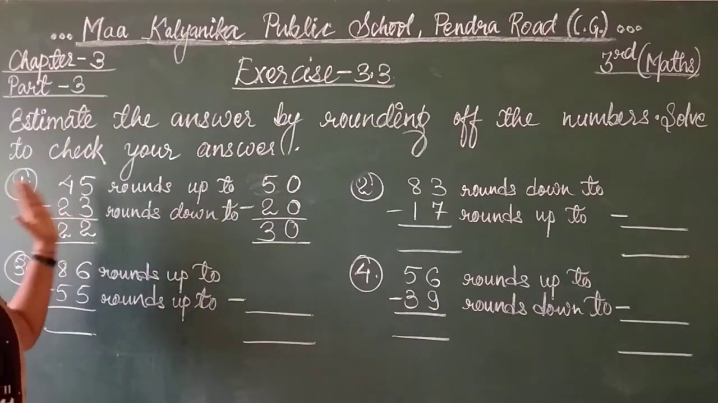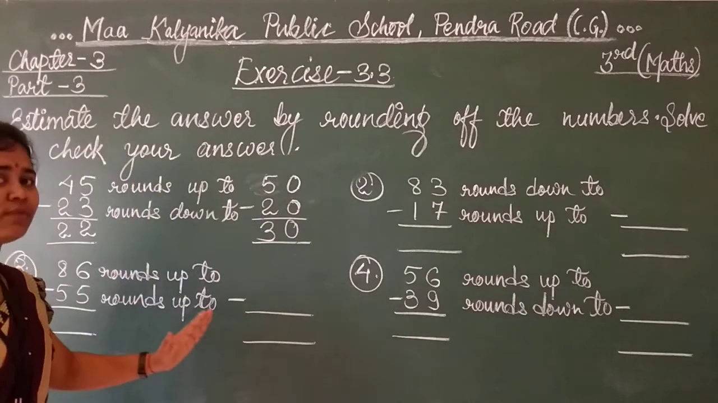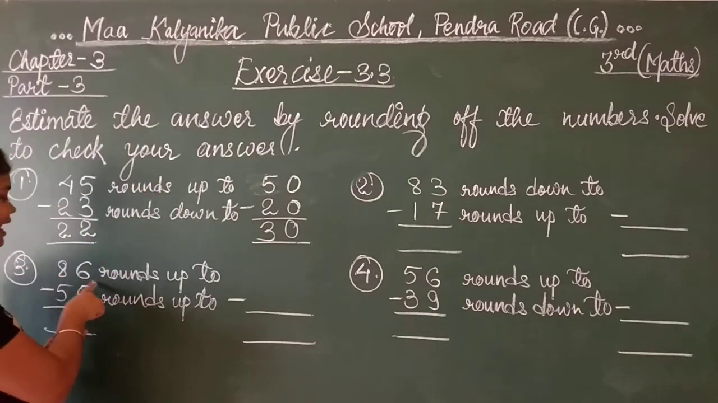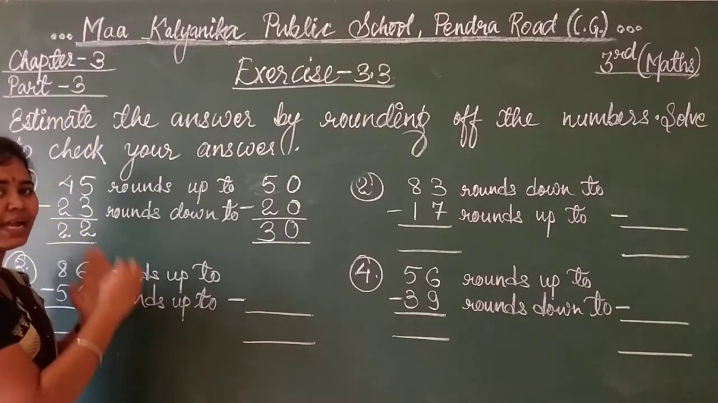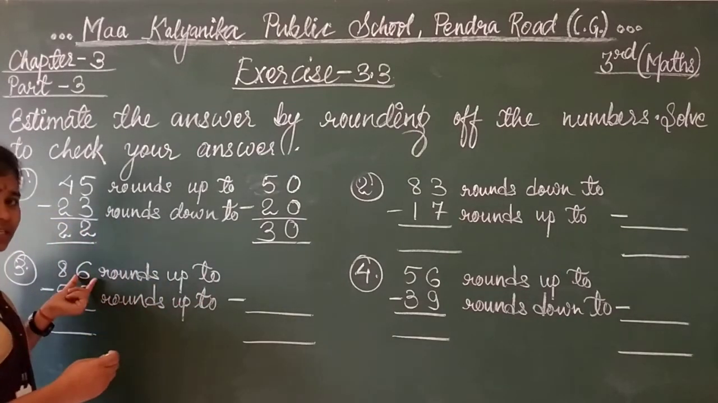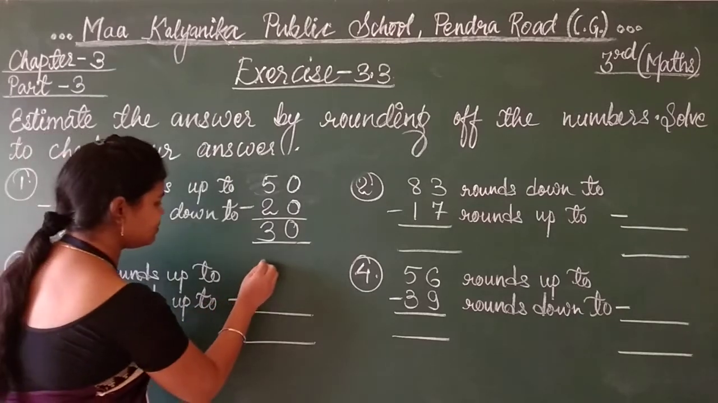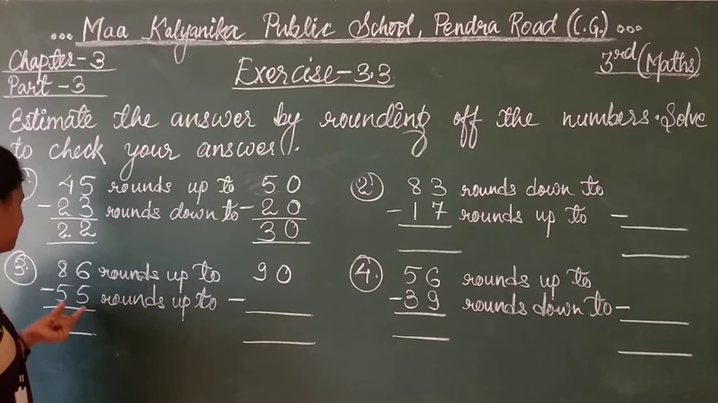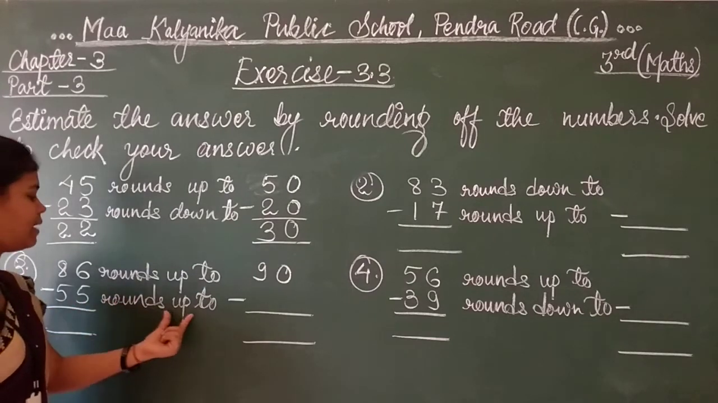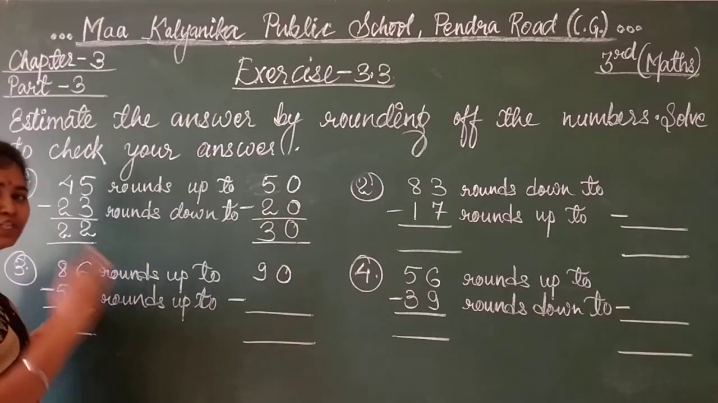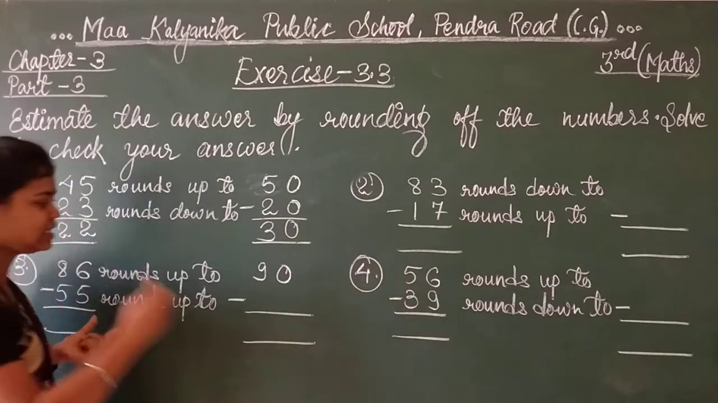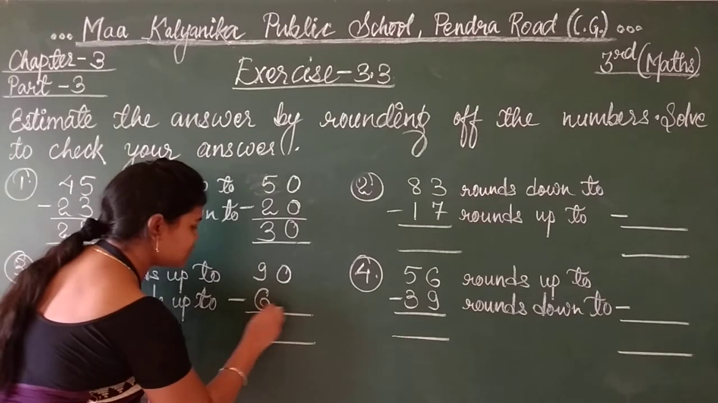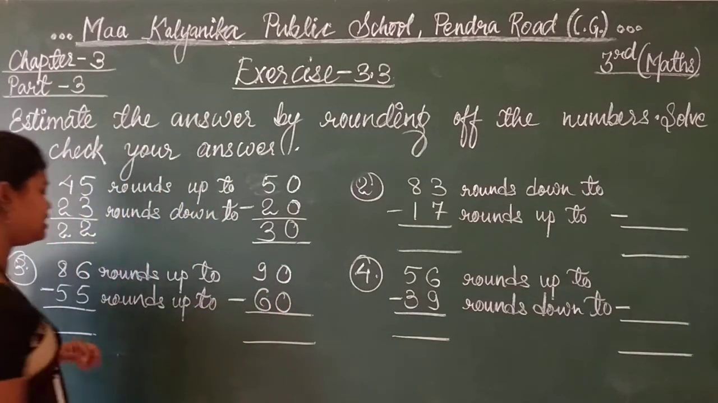So students, in this way you have to solve the rest of the questions also. So now we are proceeding to the next. Now see here, 86, the range is 80 and 90. 6 is above 5, so we will take 90. Rounds up, we have taken the up number. Now 55 rounds up. So 55 comes in the range 50 and 60. So 60 is the up number because 5 is there, 5 is the next number. So that's why we will take 60 here.